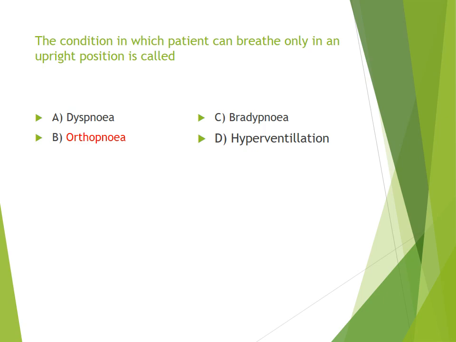Second question is the condition in which the patient can breathe only in an upright position is called A. Dyspnea, B. Orthopnea, C. Bradypnea and D. Hyperventilation. Correct option is orthopnea. Orthopnea is a disease condition where the patient can breathe only in sitting position or in an upright position.